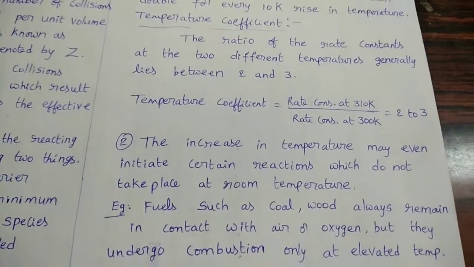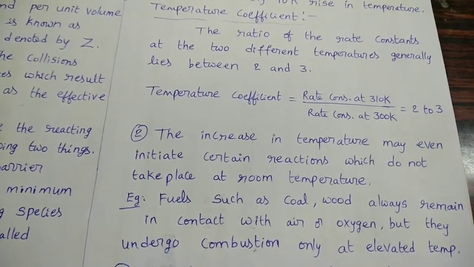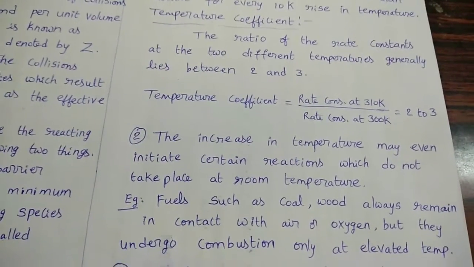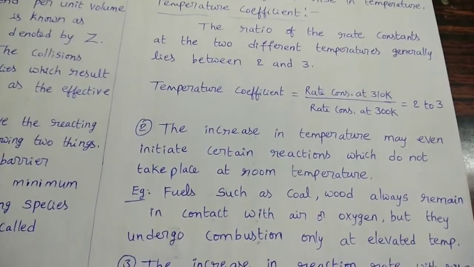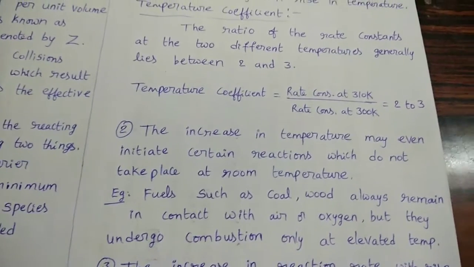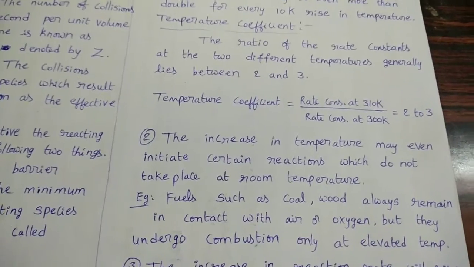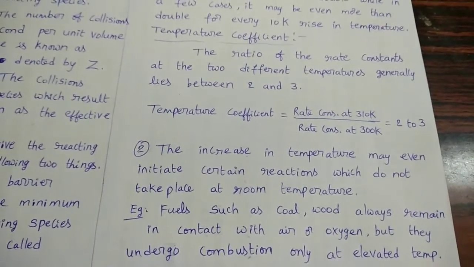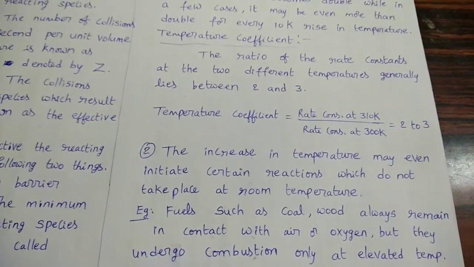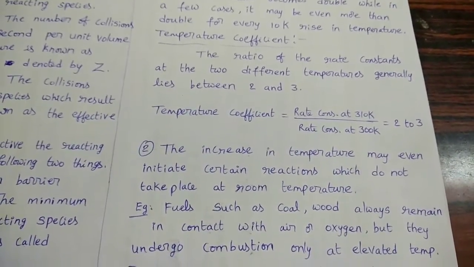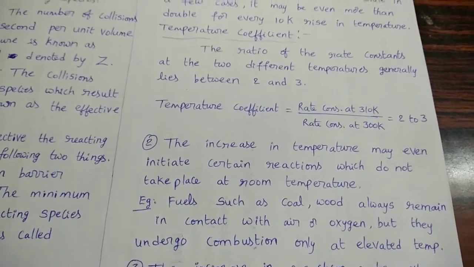See the example. Fuels like coal and wood always remain in contact with air or oxygen, but they undergo combustion only at elevated temperatures. In nature, we can see coal and wood always are in contact with air, but they do not undergo any combustion at ordinary temperature. At elevated temperature, that means at a high temperature only, combustion takes place. So in this way, some reactions take place at high temperatures and they do not occur at normal temperatures.